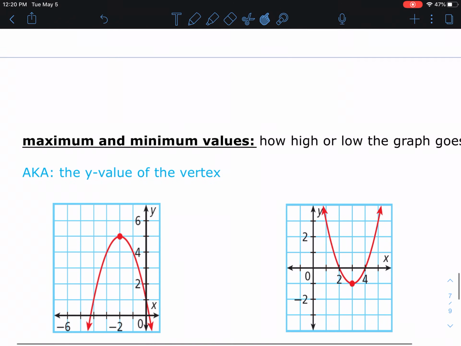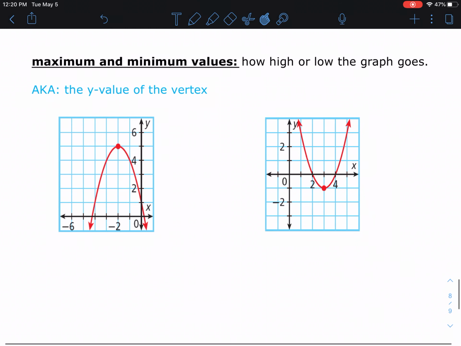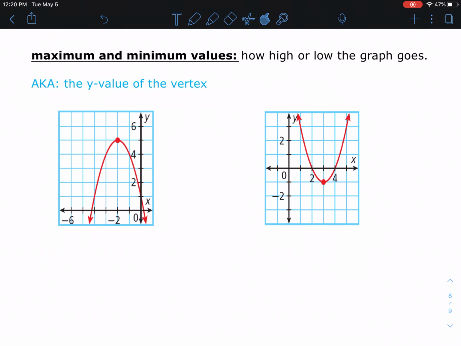Okay, so related to the vertex is the maximum or minimum values. And this is just how high the graph goes or how low the graph goes, okay? So basically what controls height of something on the graph, that's your y value. So when we're looking at that, we're thinking the y value of the vertex. So in this case, because the vertex right there is our highest point, this would be a maximum. Okay, and then what would that maximum be? It would go up to 5.